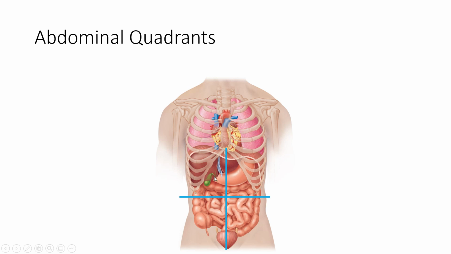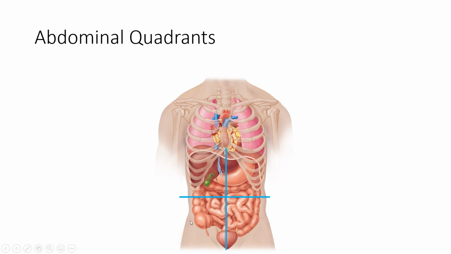Since this is the right side of the body, and this is the upper region, this is the right upper quadrant. On your study guide, you should be familiar with which organs you would see in the right upper quadrant, so you can write those down based on what I just went over. This is the left side of the body, and it's the upper part, so this is the left upper quadrant.